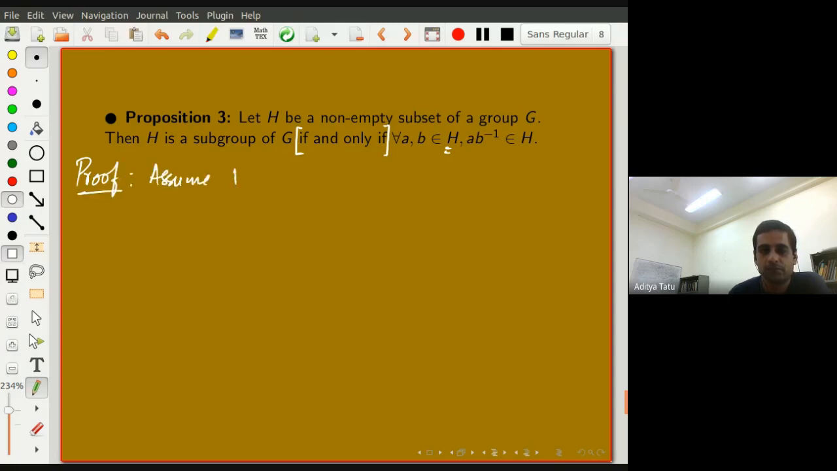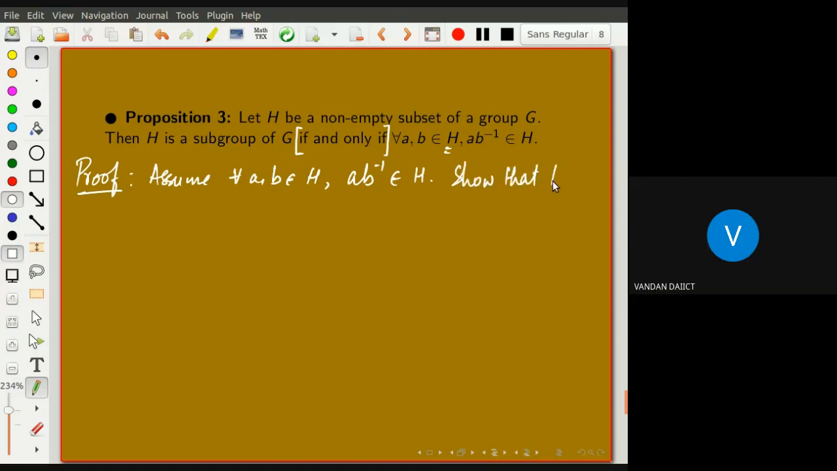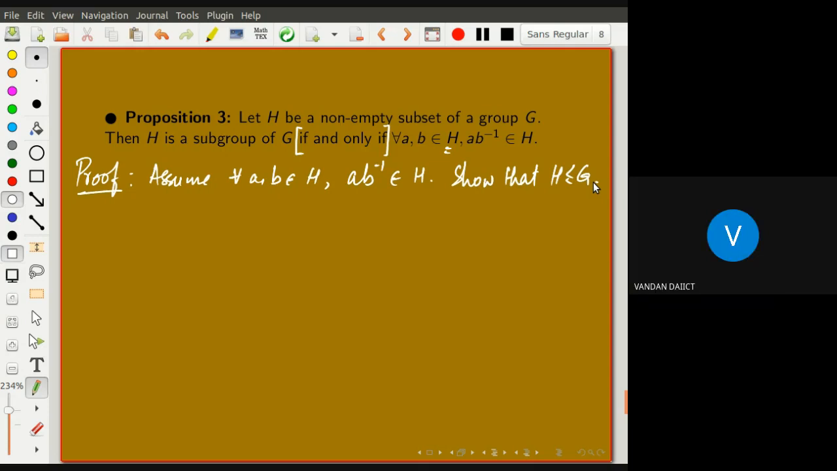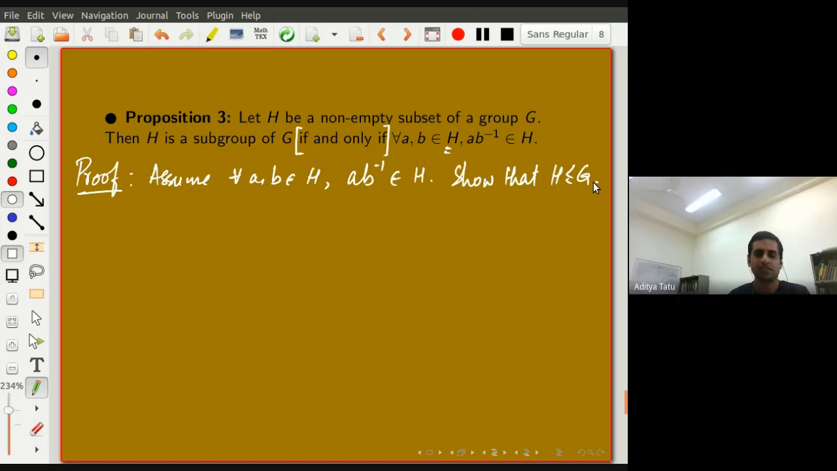Assume for all A, B in H, A B inverse belongs to H. Okay, so we are going to make this assumption, and what are we supposed to show? Closure and inverse satisfied. Right. How do we show that? So, sir, for inverse, we can take A to be equal to identity. So, how can... Okay, let's do that then.